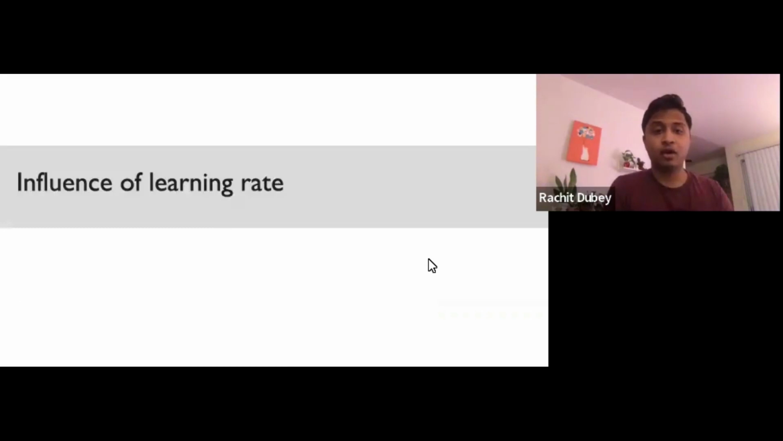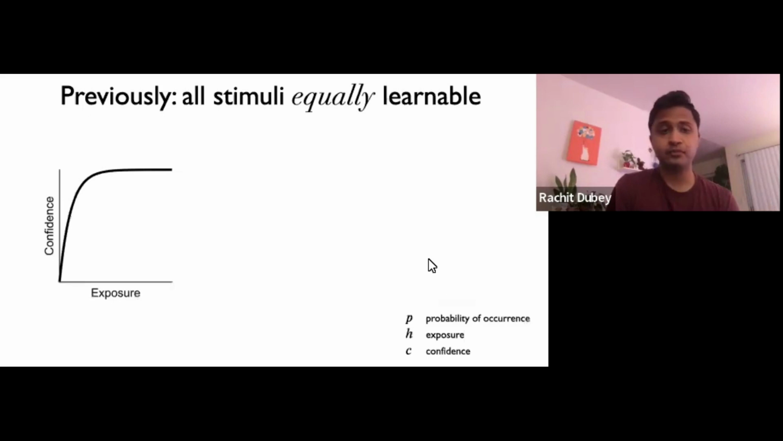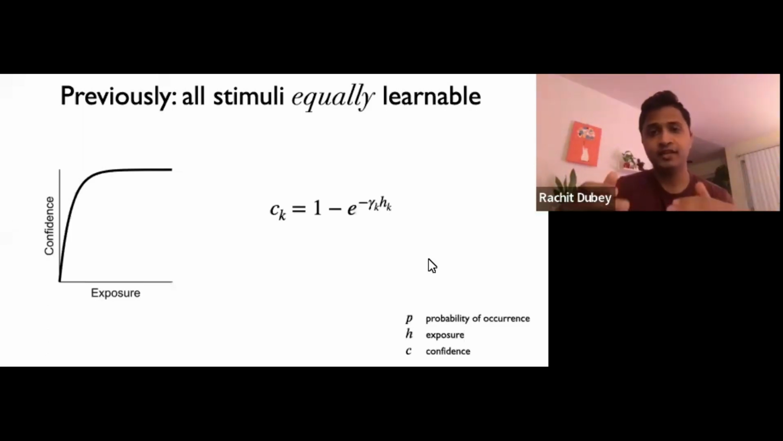Next, I'd like to talk about another implication of the model. Until now, we had assumed that confidence increases with exposure, but at the same rate for all the stimuli. That is, we had assumed that all stimuli are equally learnable, right? Mathematically, we had said that confidence is an exponential function of exposure, where we had assumed gamma, which is the learning rate, was 1 for all the stimuli in the environment.